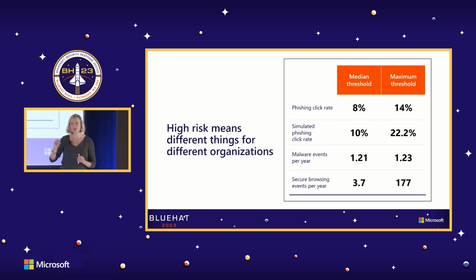So of the high-risk users who made these risky decisions, they, on a median level, had a phishing click-through rate of 8%. The worst offenders in this category had 14%. Simulated phishing was interesting because it had a pretty wide gap, so 10% with a maximum of 22, but not as wide as the secure browsing, which for me was a pretty big shock. That median browsing violations was about 3.7, but the worst organization of 177 was their maximum threshold of risk.